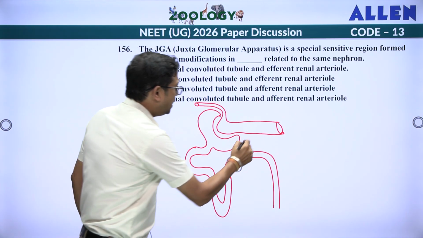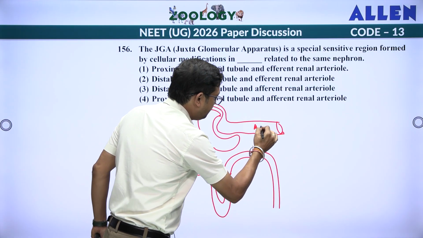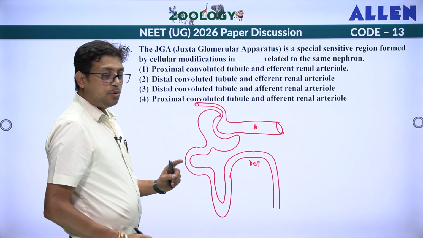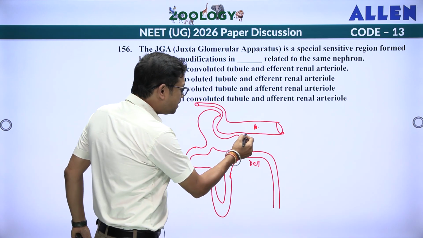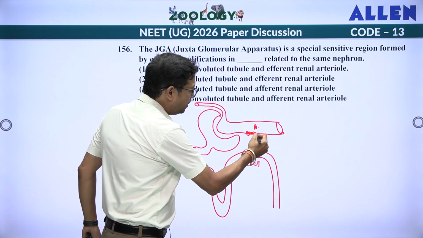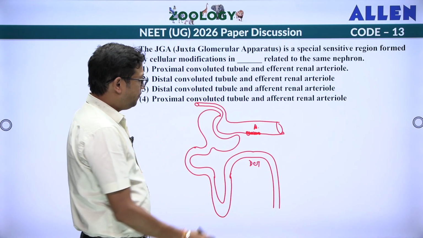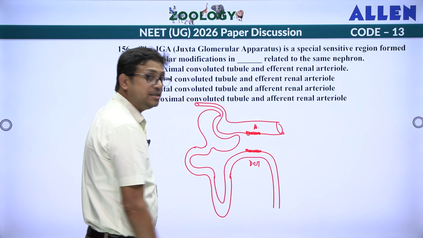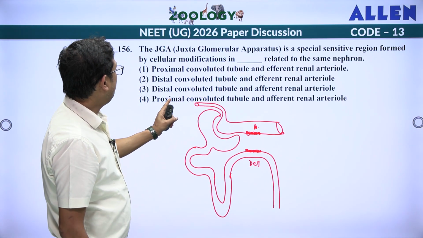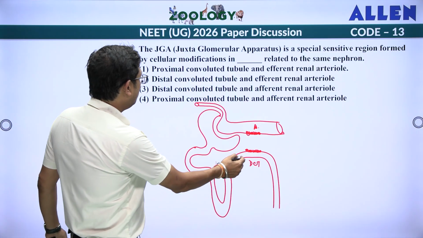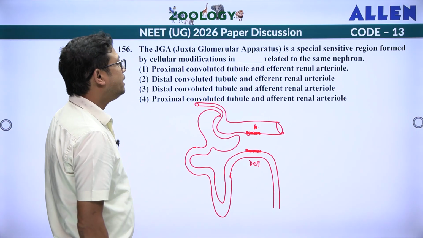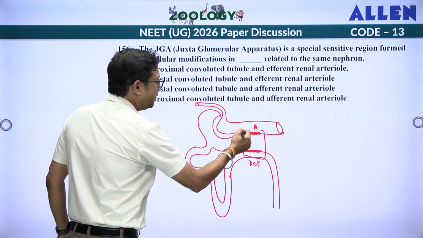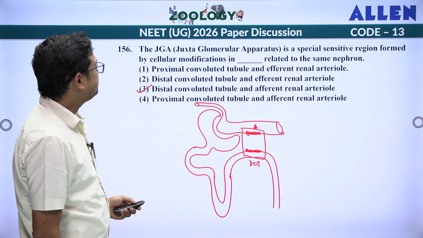Right. So this is the afferent vessel, and this is your DCT. Here, the juxtaglomerular apparatus is formed by the modification of the smooth muscles of the afferent arteriole and the cells of the DCT, which is called macula densa, and this is the Pulky cell, right? So the answer will be distal convoluted tubule and afferent renal arteriole, third one. This together is called the juxtaglomerular apparatus.